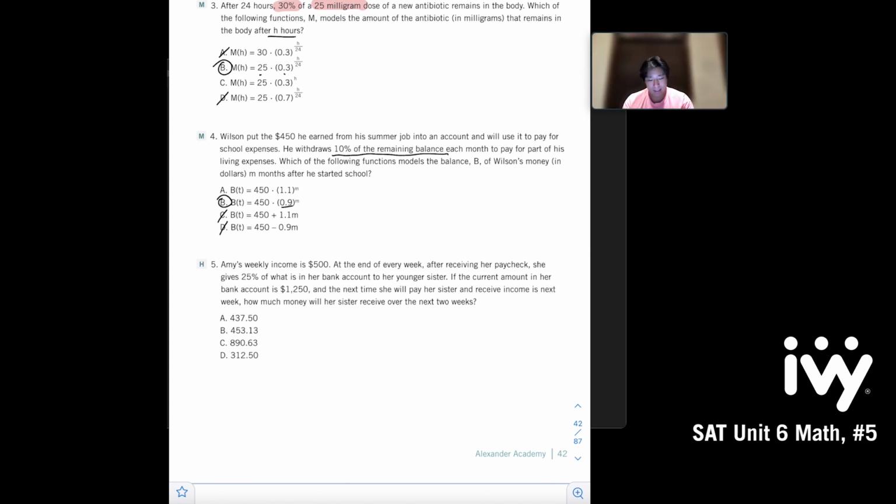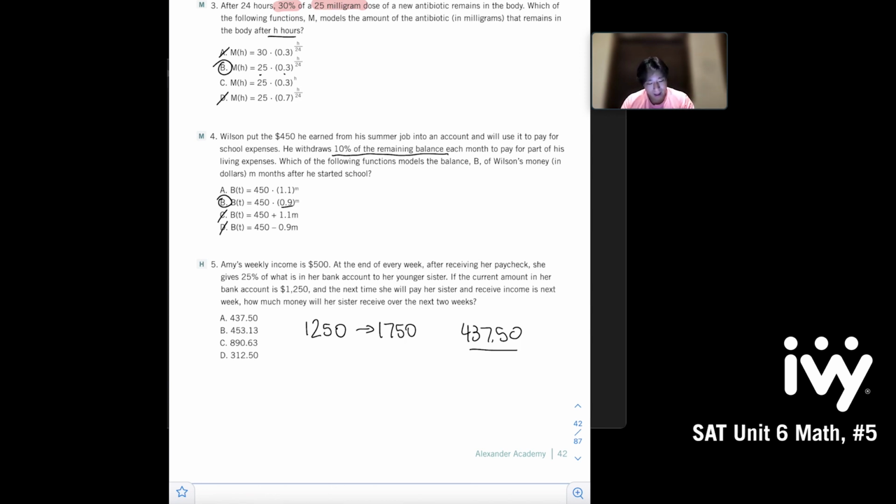So let's see. Amy is going to start off with $1,250. At the end of the first week, she'll first receive her paycheck, so she'll have $1,750, and then she'll give 25% of this to her sister, which means she's going to give $437.50 to her sister. So this is the first amount that she gives her sister. So this is week 1.